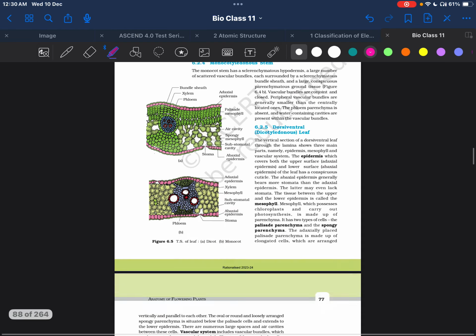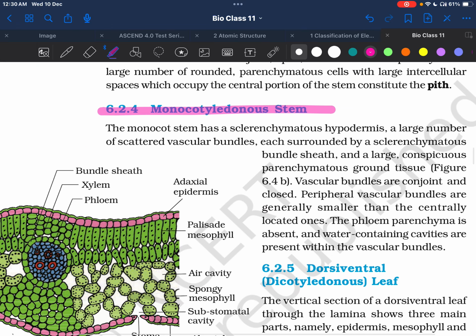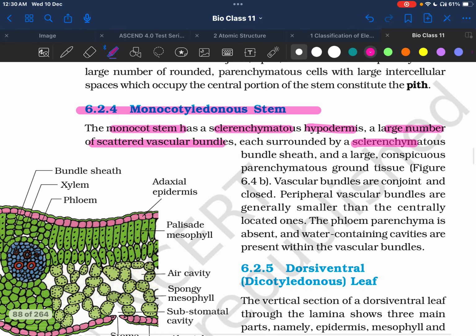6.2.4 Monocotyledonous stem. The monocot stem has sclerenchymatous hypodermis, a large number of scattered vascular bundles, each surrounded by sclerenchymatous bundle sheath, and a large conspicuous parenchymatous ground tissue.